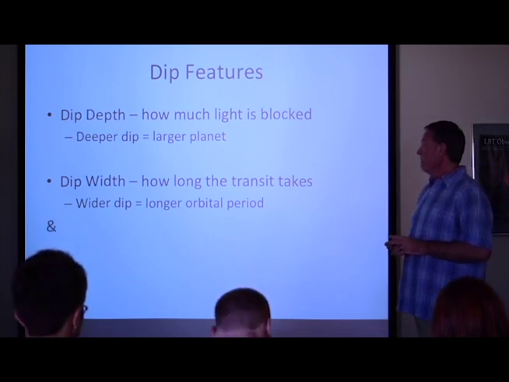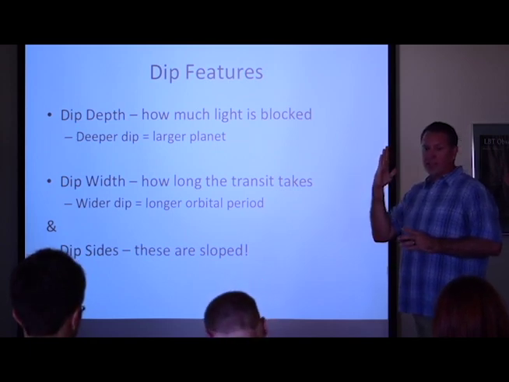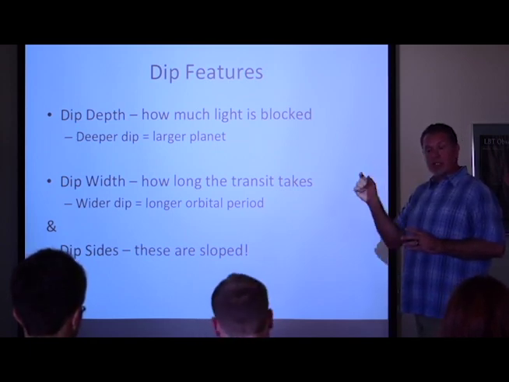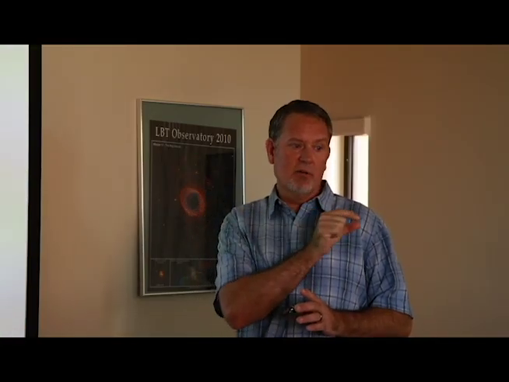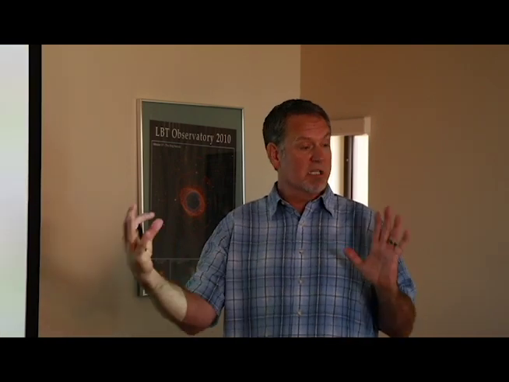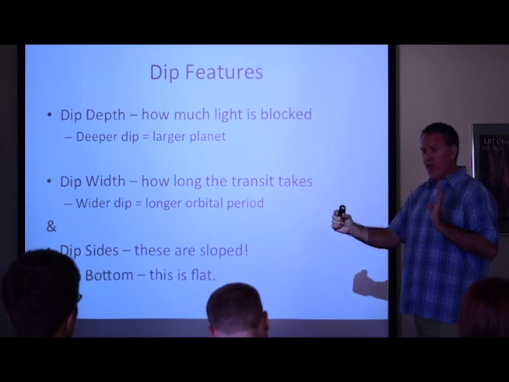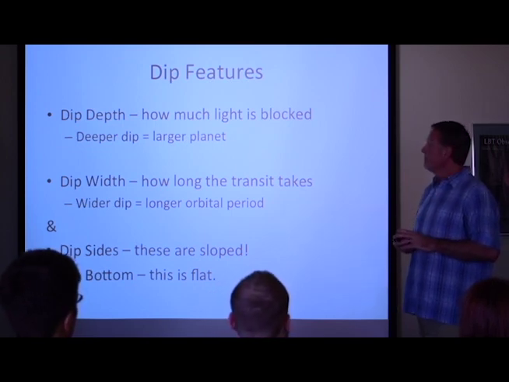And the other is that the sides of the dips aren't perfectly straight up and down, they're sloped slightly, telling you that it takes a little time for the planet to move all the way in front of the star and then move back out so that it's not blocking any light at all. And the last thing is the bottoms of the dips are flat, indicating that it takes a little time for the planet to move all the way across the star. Stars are much bigger than planets, so it takes a little while for that planet to move all the way across the star, and therefore the dips are flat.